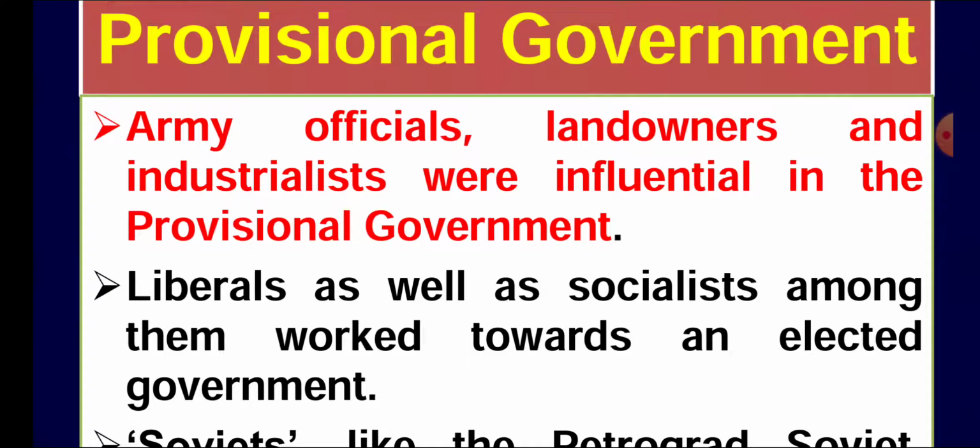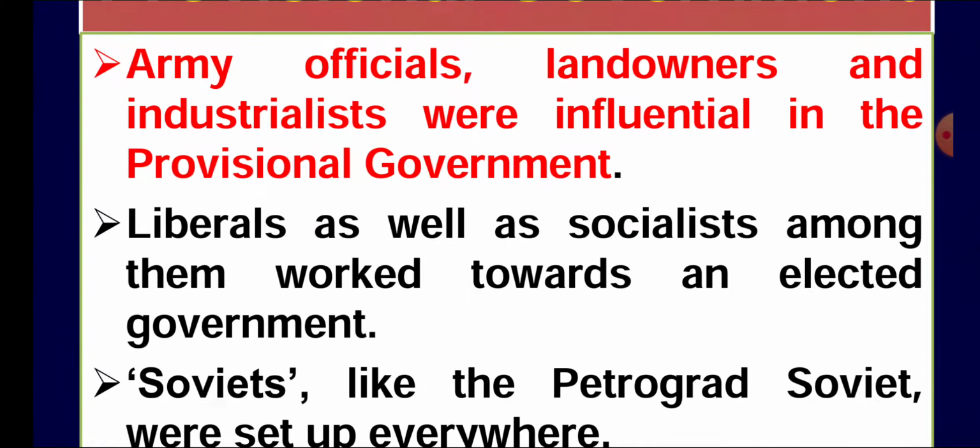They were not active, because their leader Lenin was not present in Russia. So after the Feb Revolution, Lenin returned from his exile in April. When he returned, he opposed the war.